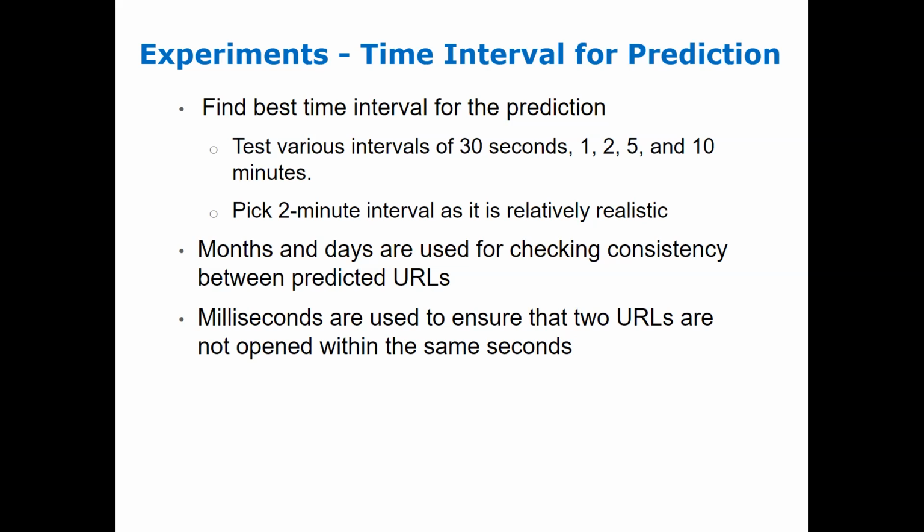And then the months and days are used for checking the consistency between the predicted URLs, as we don't want to do a prediction with the same 2-minute interval, but then realize that the month and day are completely off from one another. And then the milliseconds are used to ensure that two URLs are not open within the same second, as sometimes people do like to open tabs that quickly.